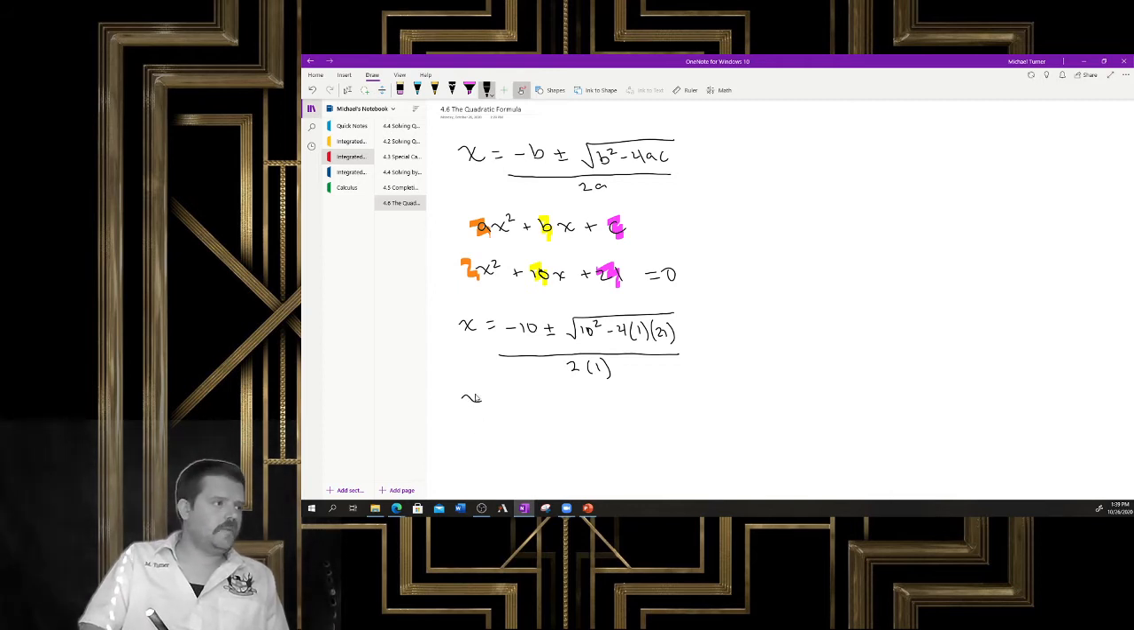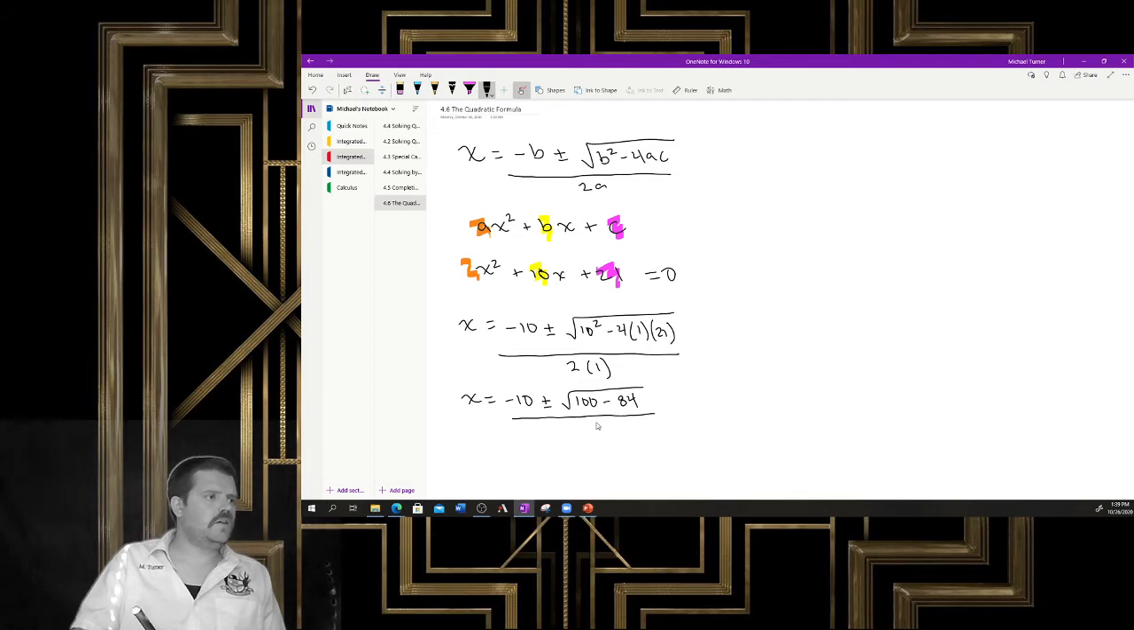Now we've plugged in my a, b, and c, and we're just going to do the arithmetic now, remembering our order of operations. So first, I'm going to simplify what's inside the radical. I have 10 squared, which is 100. And then I have 4 times 21, which is 84. And this is all over 2 times 1. I'll do 100 minus 84 inside the radical. And that gives me square root of 16 all over 2.